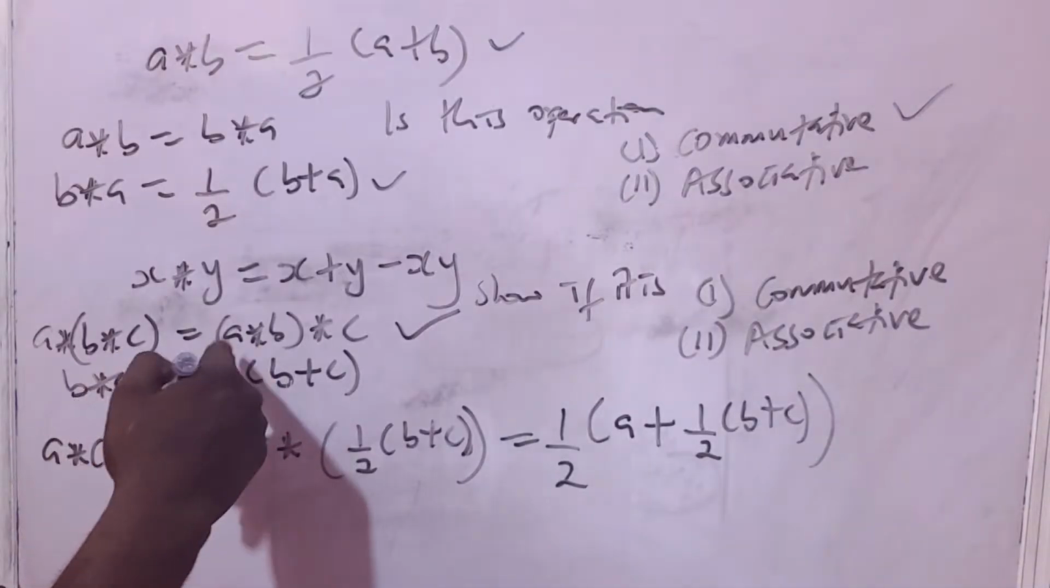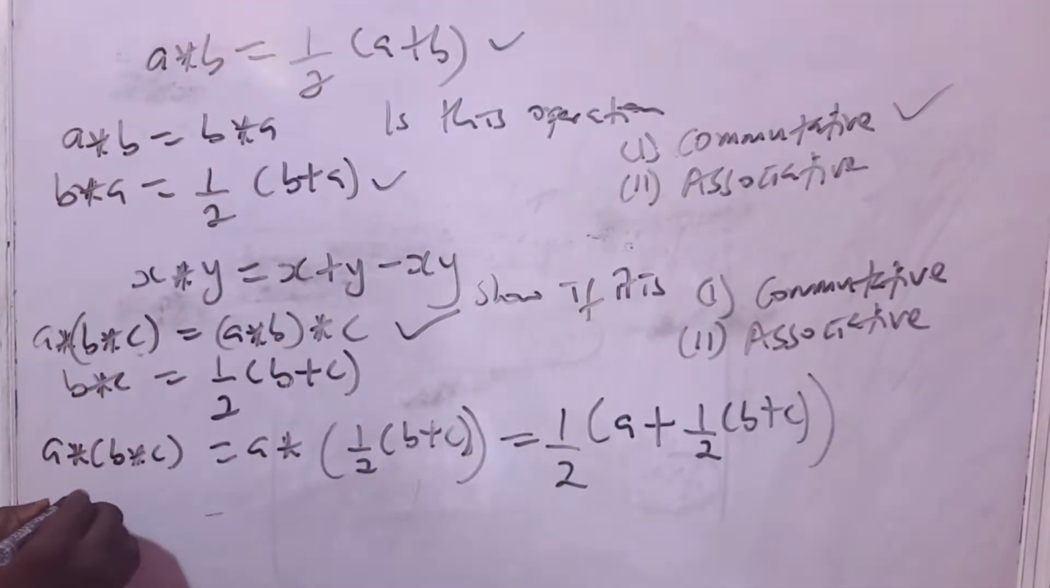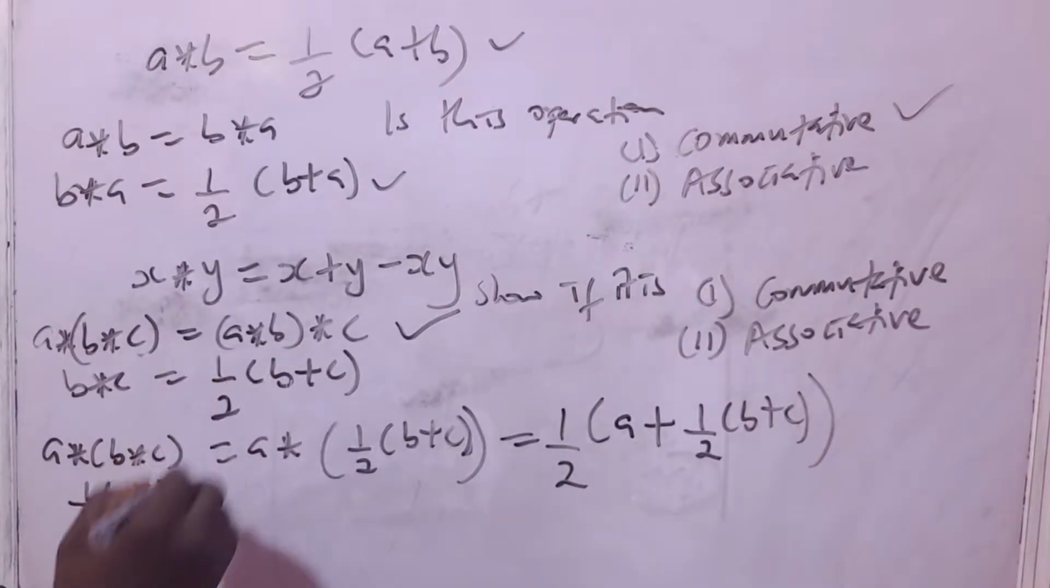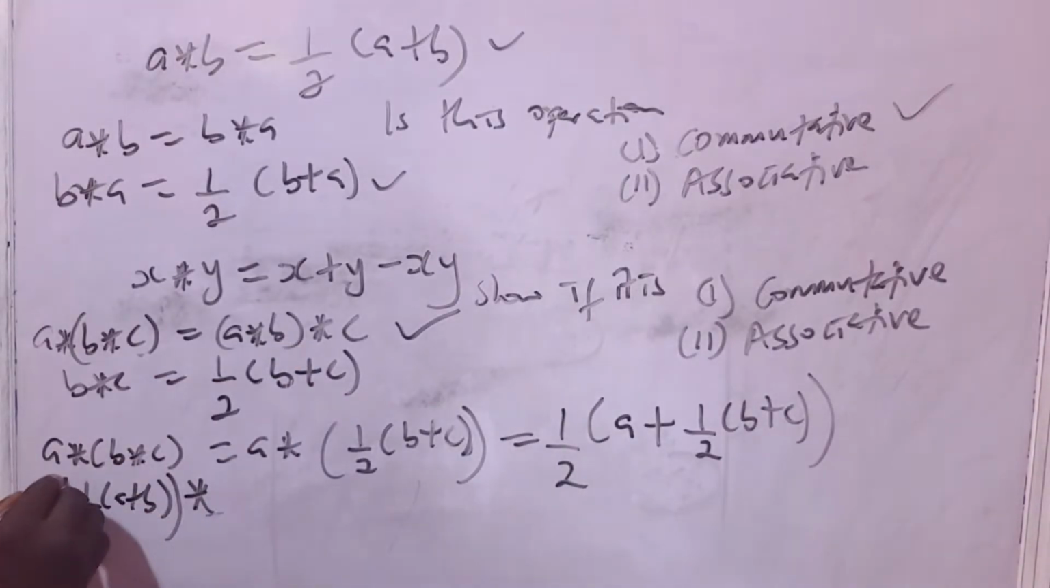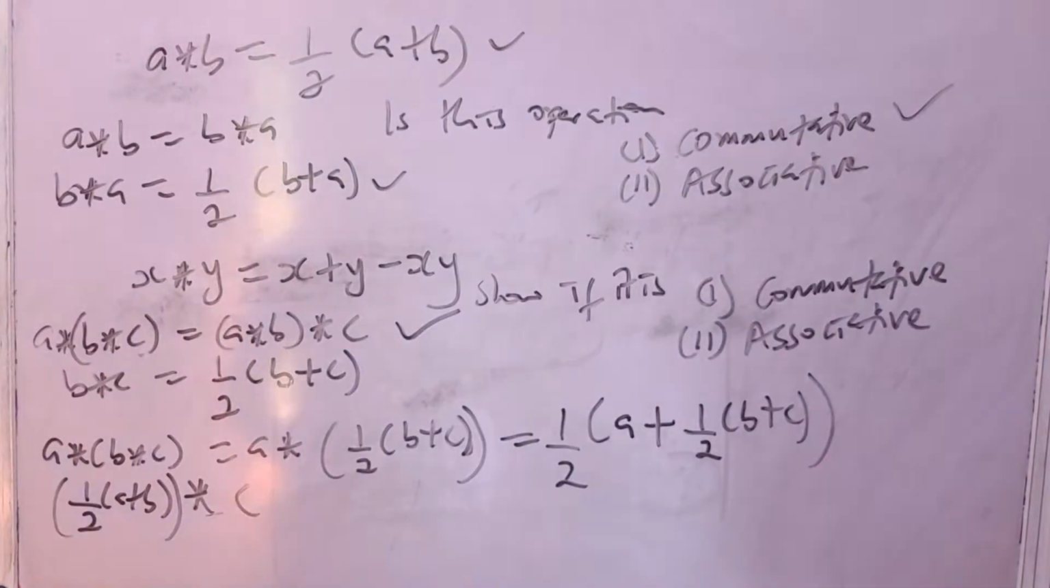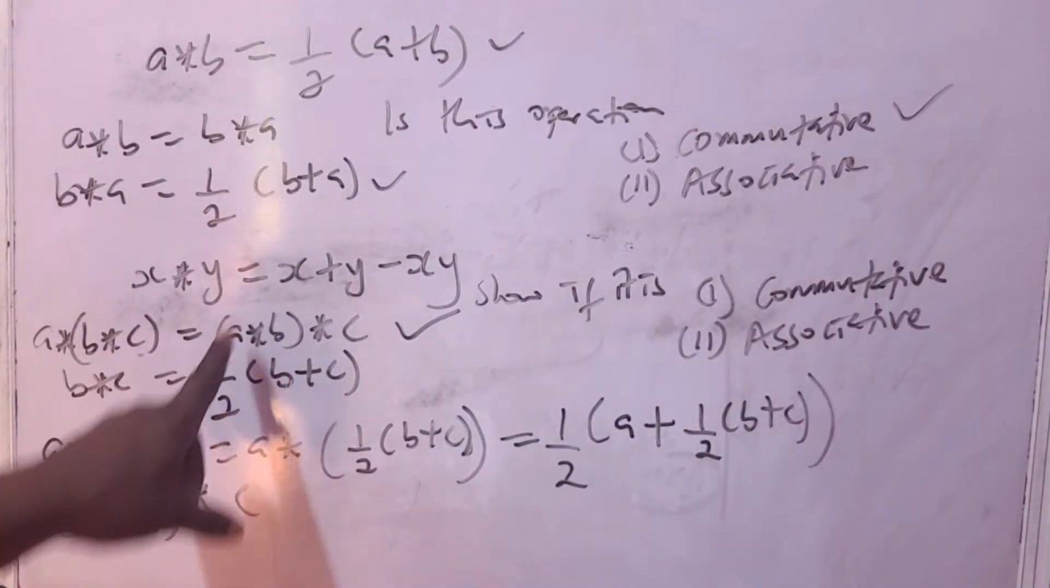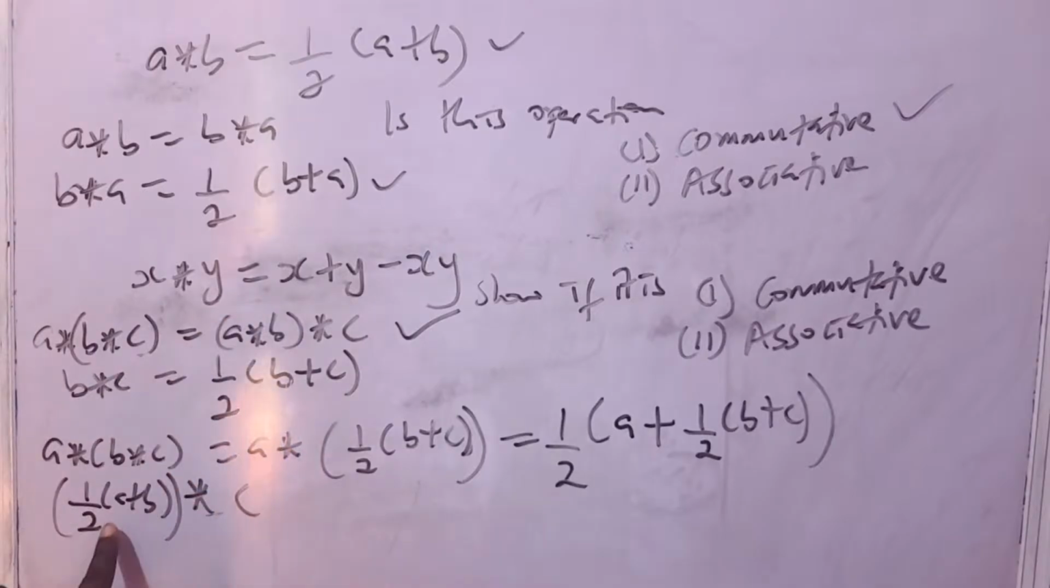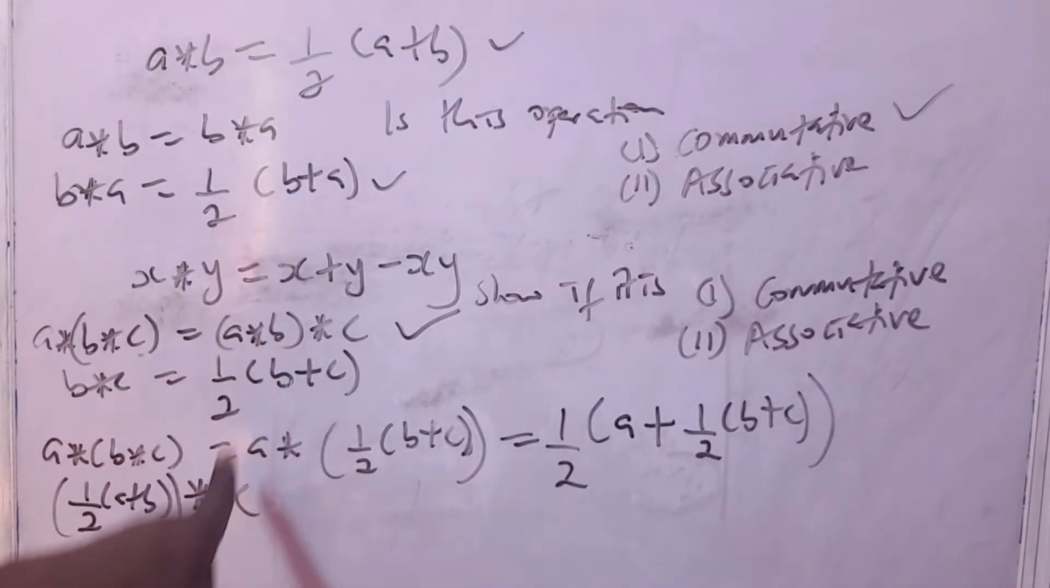So that means we are saying A star B was this. So that means we are saying 1 over 2 (A plus B) star C. Because A star B is this. Look at it. A star B is this. Then star C. Alright? A star B star C.